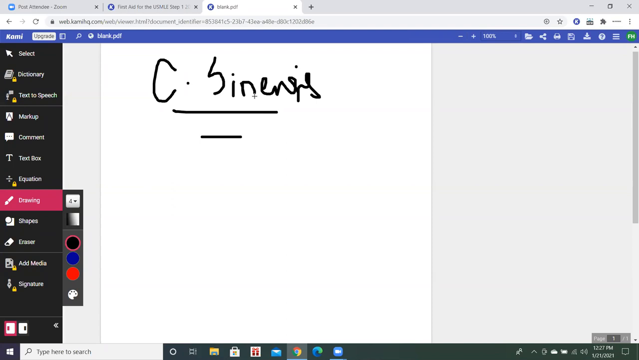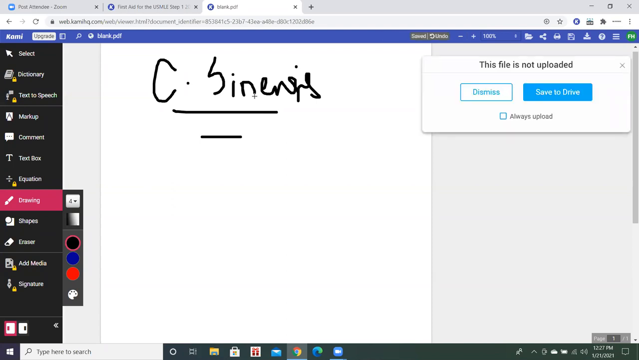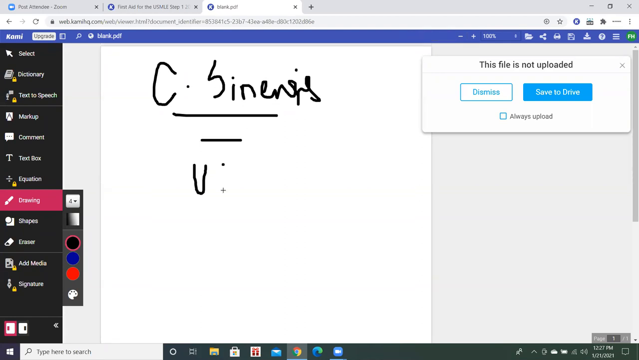Next one is Clonorchis sinensis. First of all, which parasite did we talk about in the past that was present in undercooked fish? Fast answers. Which parasite was present in undercooked fish? Diphyllobothrium latum. This parasite is also present in undercooked fish.